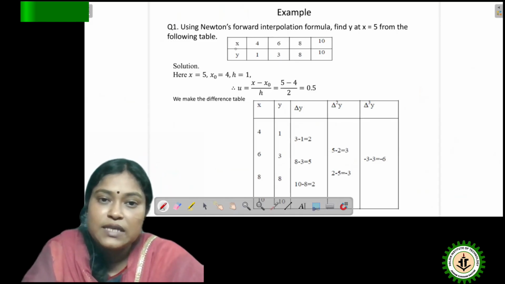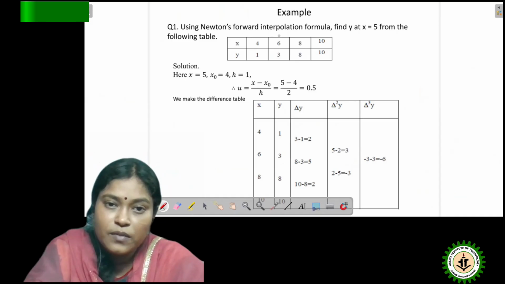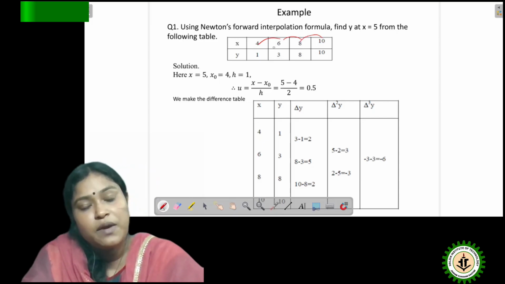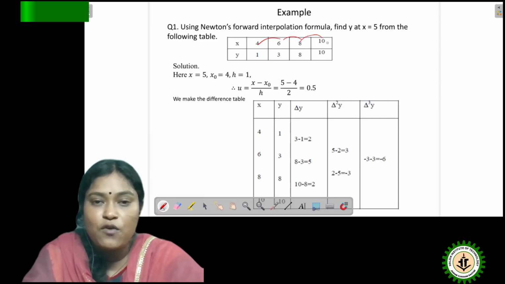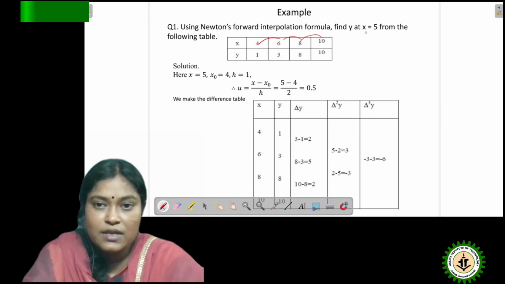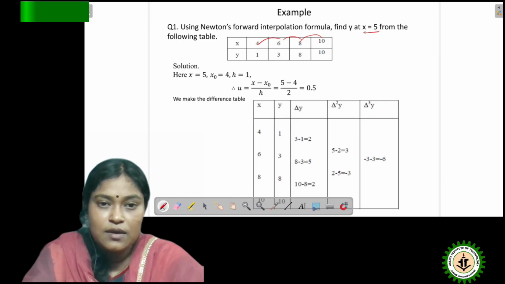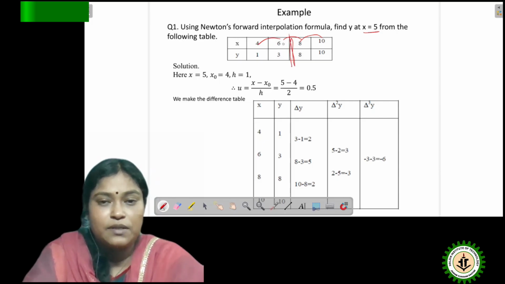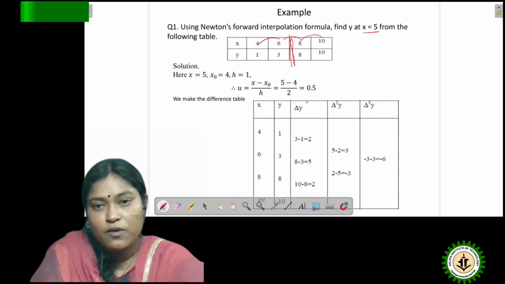So here the values of x are 4, 6, 8, 10. Here 6 minus 4 is 2, 8 minus 6 is 2, 10 minus 8 is 2. So all values are equispaced, so we can apply Newton's forward interpolation formula. And one more thing, the interpolating point x equals 5 lies near the beginning of the table, so I can use Newton's forward interpolation formula.